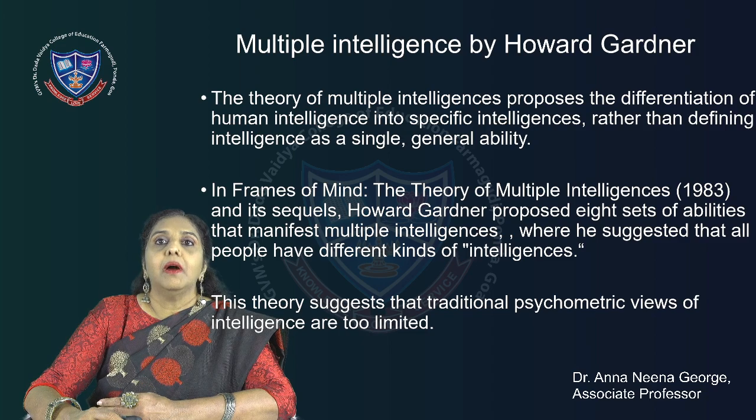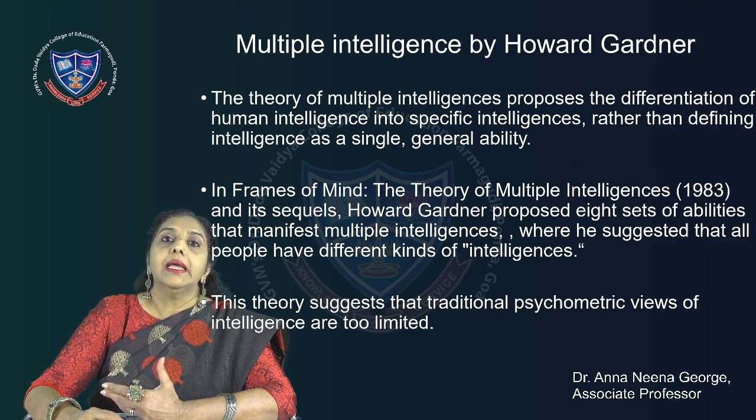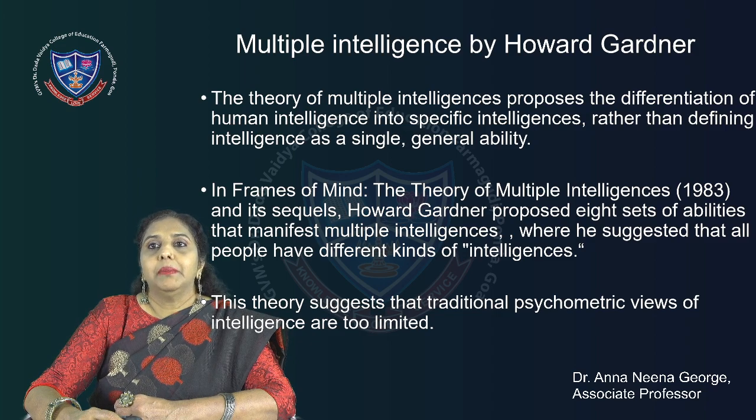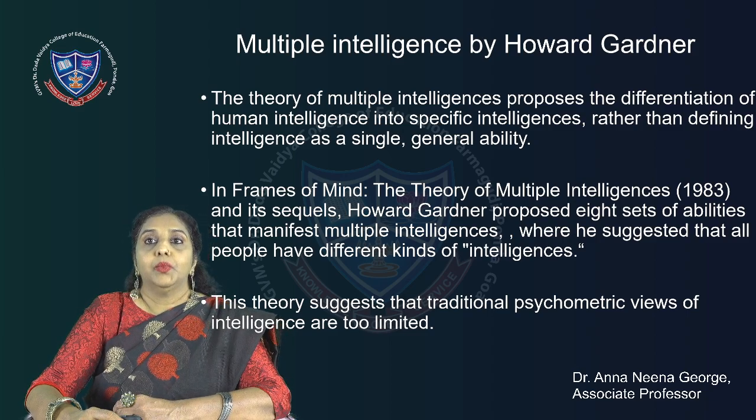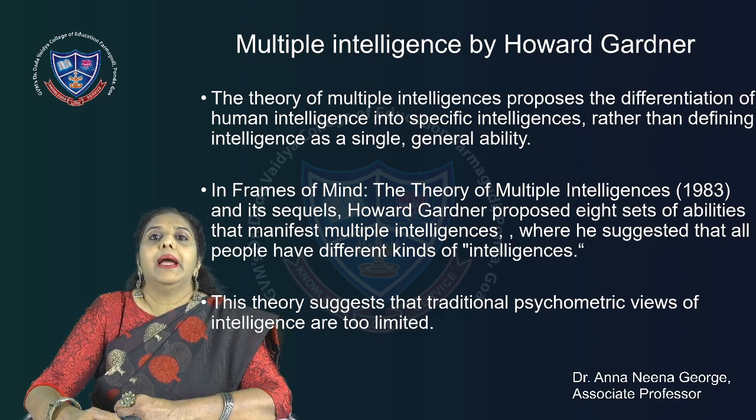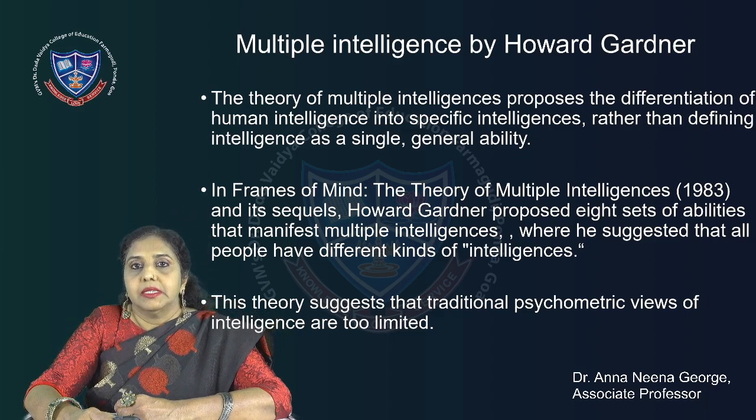But with the coming of this theory of multiple intelligence, in which Howard Gardner, in his book Frames of Mind: The Theory of Multiple Intelligences in 1983, and its sequels, proposes 8 sets of abilities that manifest multiple intelligences, where he suggests that all people have different kinds of intelligences.